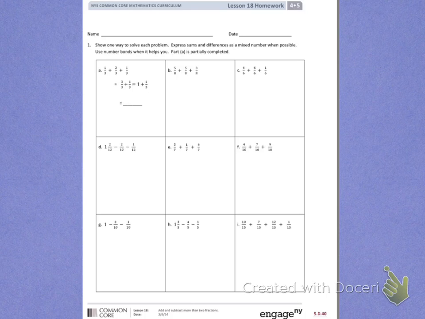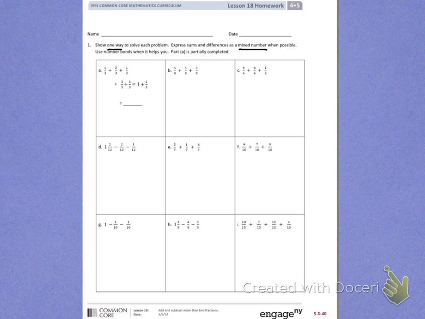So in this one, we're only going to show one way to solve the problem, and we're going to express our answers in mixed numbers when possible. Use number bonds when it helps you. Part A is partially completed.